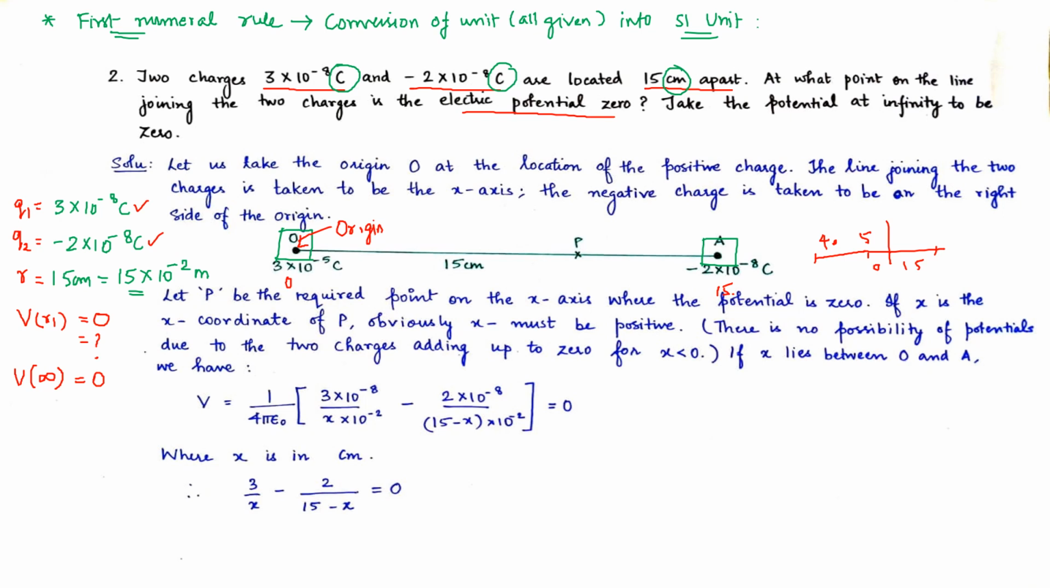Now let P be the required point on the x-axis where the potential is 0. This is an undefined point. We are assuming that at this point our potential is 0, and we will just simply check if this is x centimeter of distance. Then the distance from P to A will be 15 minus x. So if the potential is 0 over here, this value and this value can be equated very properly. See how we are solving.